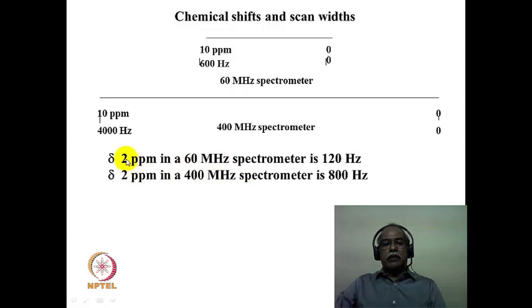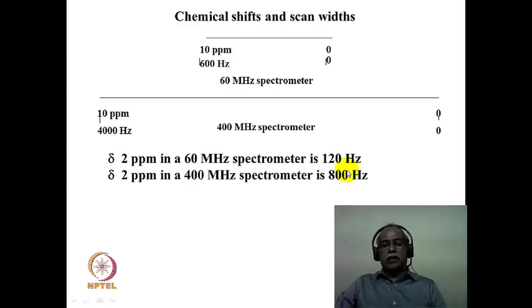Suppose we consider the difference between a signal at 2 ppm and another signal at 2.1 ppm. The difference in the 60 MHz NMR spectrometer is going to be smaller compared to the difference in the 400 MHz NMR spectrometer. In the 60 MHz NMR spectrometer, it is going to be roughly 6 Hz or so, whereas in a 400 MHz NMR spectrometer, it is going to be something like 40 Hz or so.